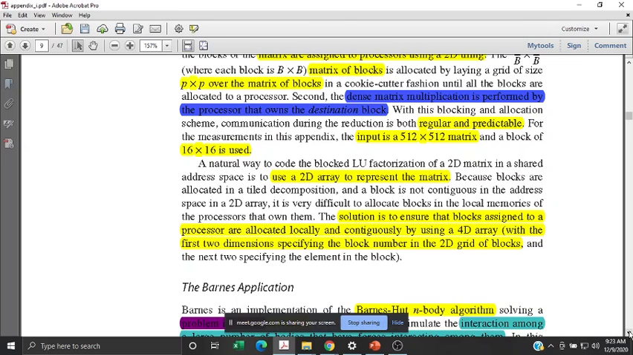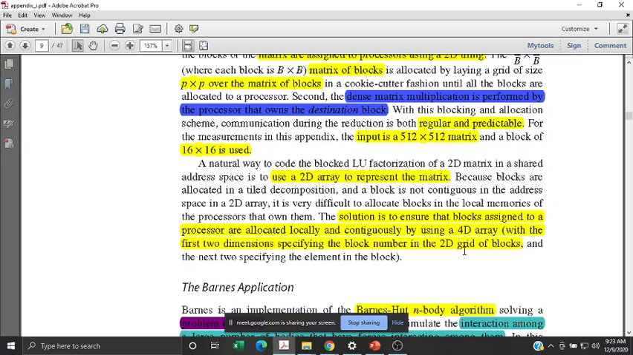So blocks are allocated continuously by using a 4D array, with the first two dimensions specifying the block number and the 2D grid of the blocks. Overall, it boils down to algorithm or computation theory; computational engineering is a separate branch which deals with how you allocate a specific problem statement or a specific chunk of the problem to a number of processors.